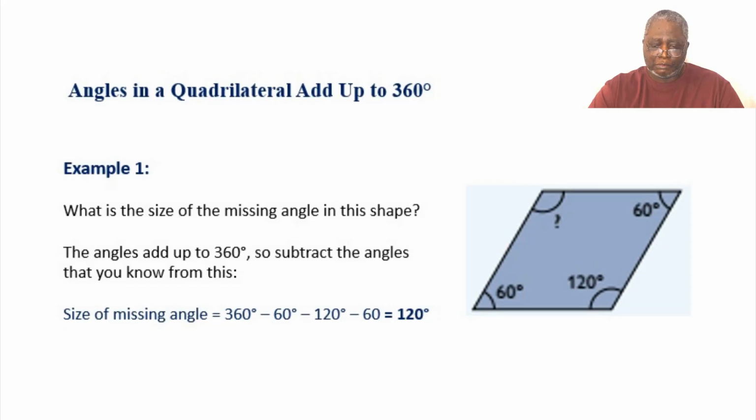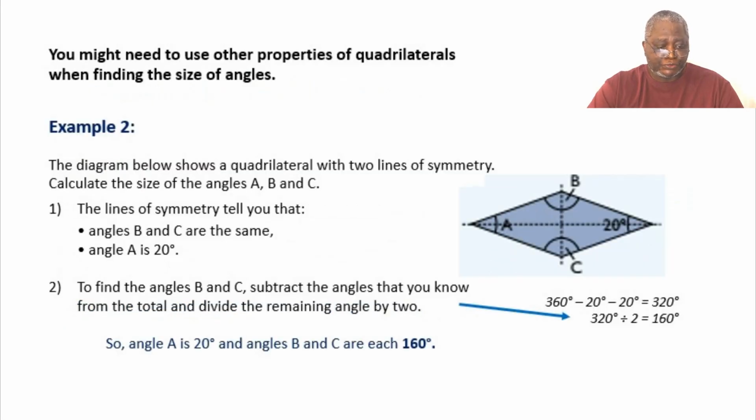You have a quadrilateral with 3 angles, 60, 120 and 60 degrees. So what is the size of the missing angle? You know that all 4 angles should add up to 360 degrees, so you simply add them all up together, okay? Or you subtract all of them from 360 degrees and you will have the size of the missing angle as 120 degrees. Example 2.